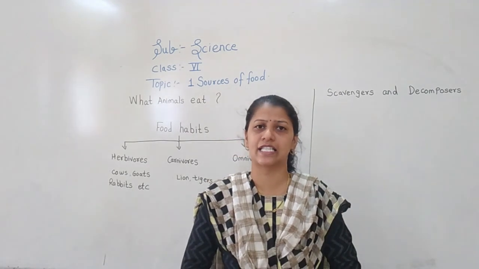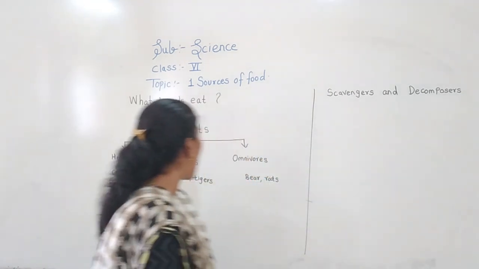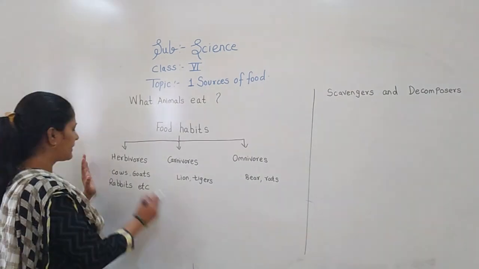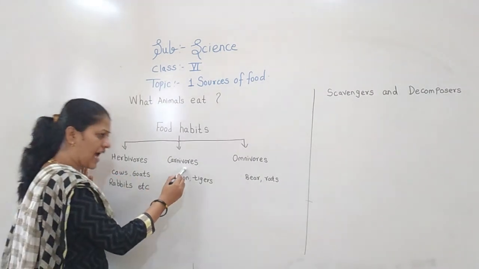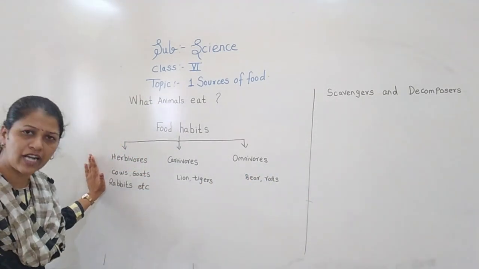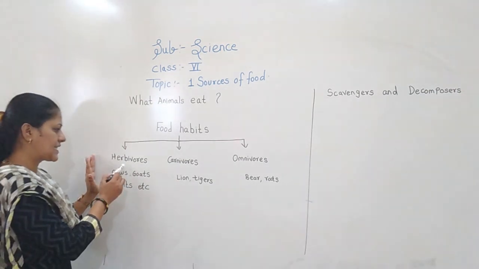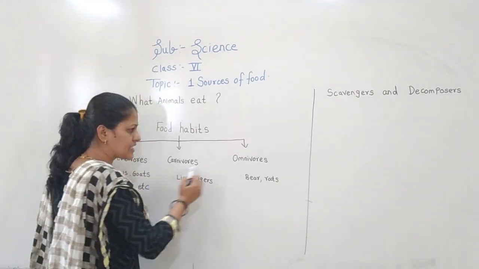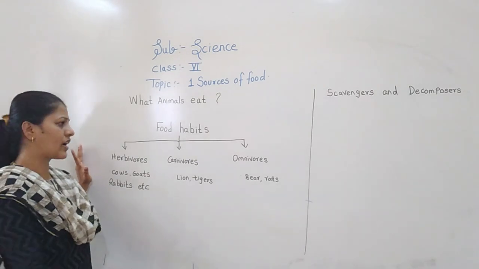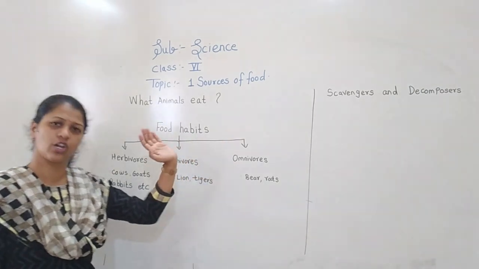So on the basis of food habit, the animals are classified into three main types, that is herbivorous, carnivorous and omnivorous. Already from class 3rd onwards, you are learning this concept, what is meant by herbivorous, carnivorous, omnivorous. So let's learn.